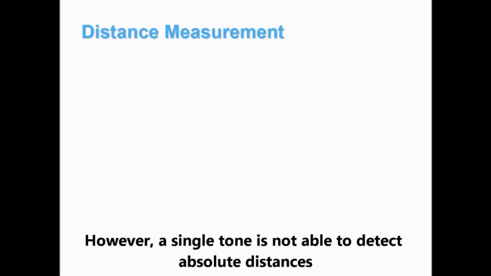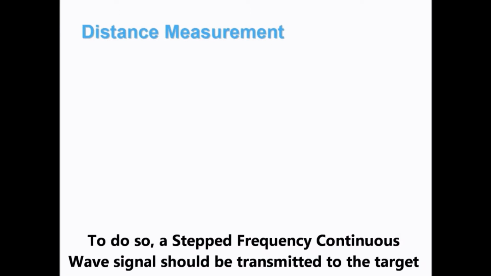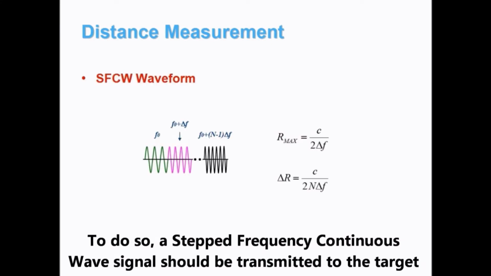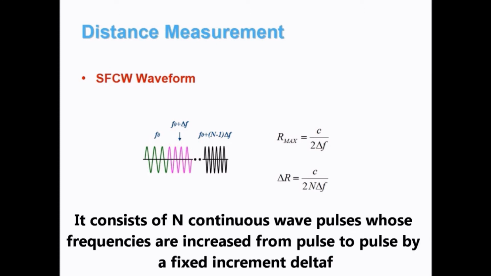However, a single tone is not able to detect absolute distances. To do so, a step frequency continuous wave signal should be transmitted to the target. It consists of n continuous wave pulses, whose frequencies are increased from pulse to pulse by a fixed increment delta f.